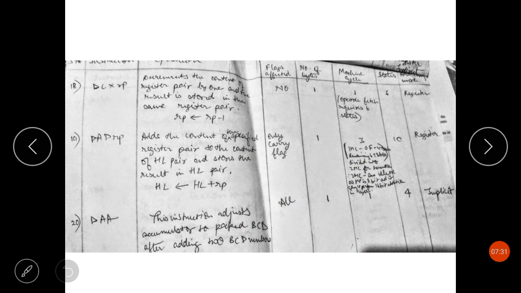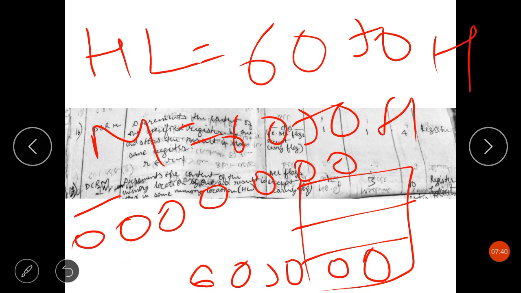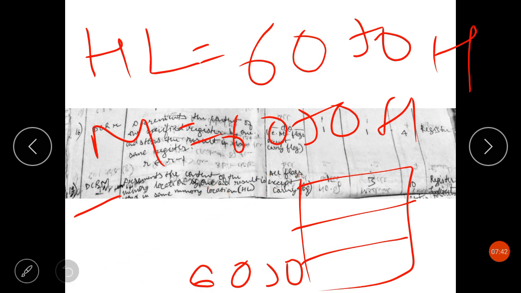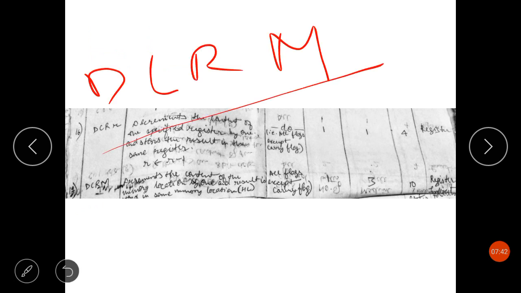Now here I have told you about this DCR M. Flags affected: all flags will get affected except the carry flag. Now the number of bytes for this instruction: since no hexadecimal number is mentioned along with this instruction, the number of bytes will be 1 only, that is for the opcode. Now how many machine cycles are needed for the complete execution of DCR M?